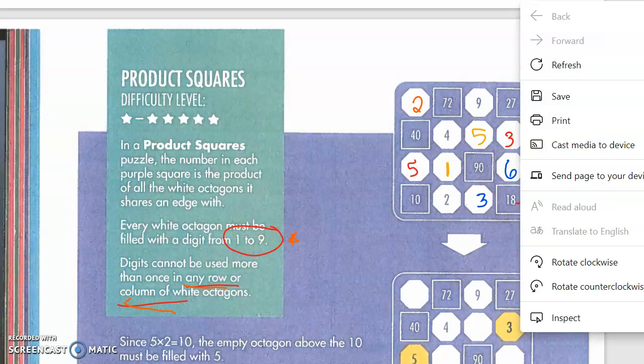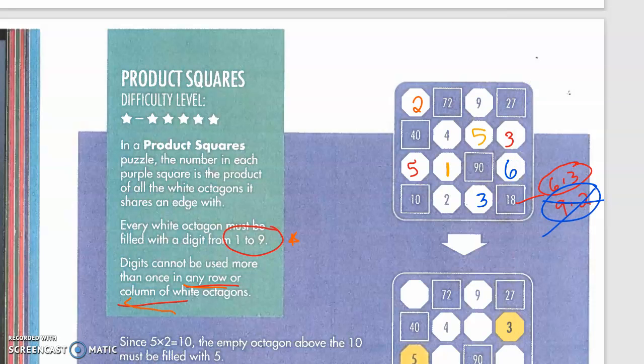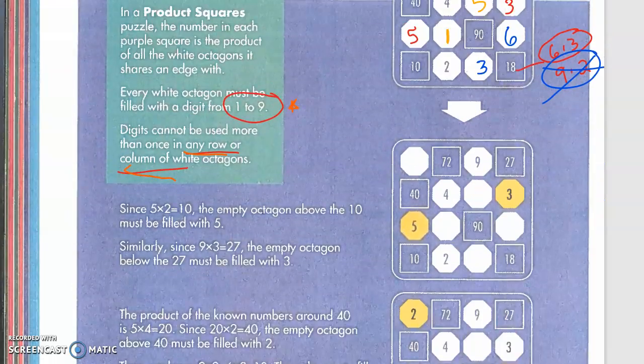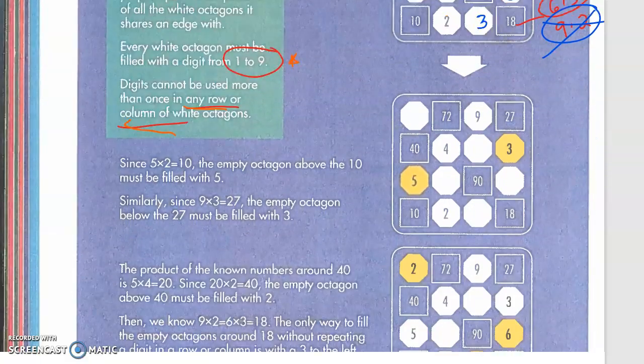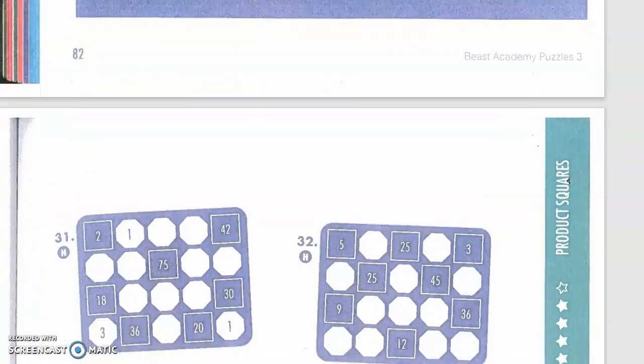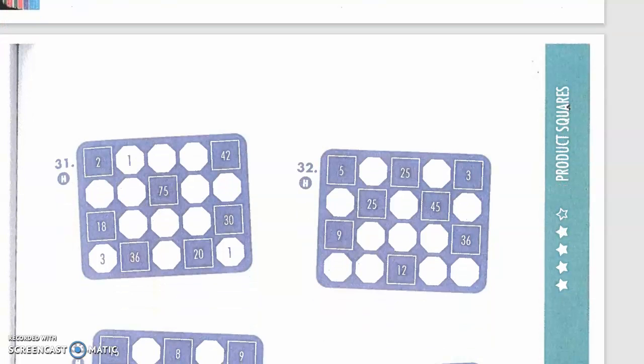If we scroll down, that should be the correct answer if you're looking at your paper. So that is how you do product squares. So let's take a look at number 31.